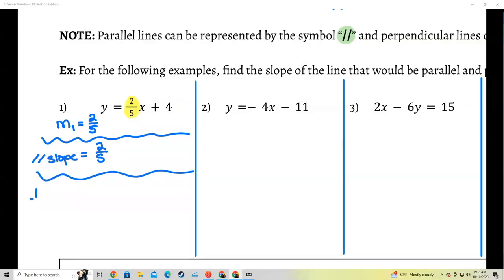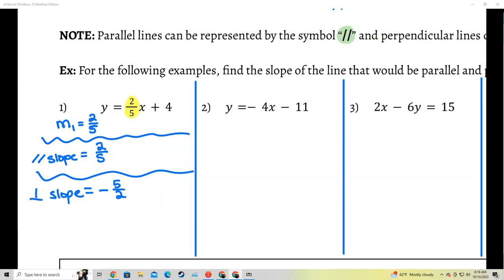If I want a perpendicular slope, then I need to take the opposite reciprocal. Well, instead of a positive, I'm going to need a negative. And instead of 2 over 5, I need to change it to 5 over 2. So I know if I'm going to have a parallel line, the slope needs to be 2/5. If I'm going to have a perpendicular line, the slope needs to be negative 5 over 2. Okay, let's take a look at the second one.